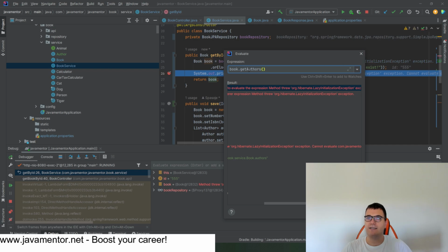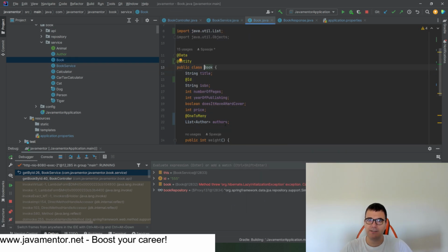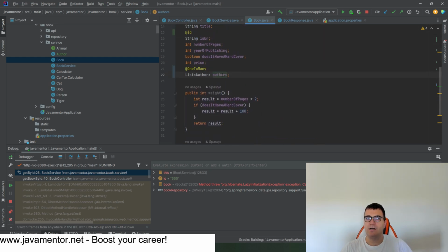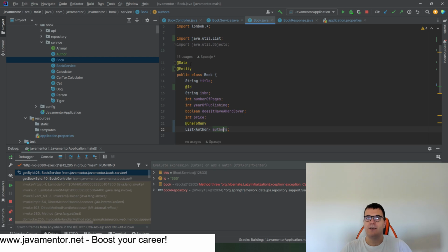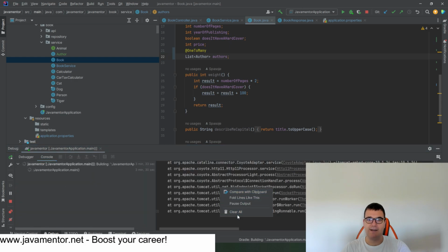Like, this is only a getter. What can go wrong there? I mean, it's just returning these authors, nothing else. Just return authors. Okay, we have our @Data Lombok annotation, but it's nothing complex. How is it possible that some custom JPA exception, Hibernate exception, is thrown from that getter? Okay, let's try it again.